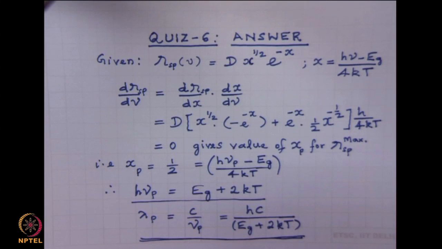with respect to nu, put that equal to 0 and you get x_p is equal to, and then since x_p is given by this expression here, we have h nu_p is equal to E_g plus 2kT, and lambda_p is equal to c by nu_p equal to hc by E_g plus 2kT. As I have seen, most of you have done it correctly.